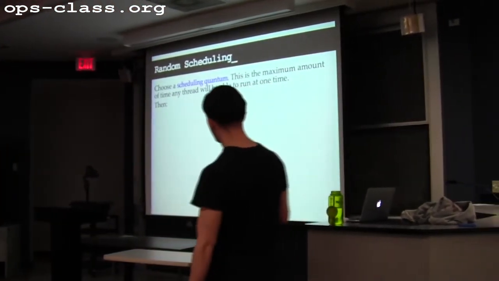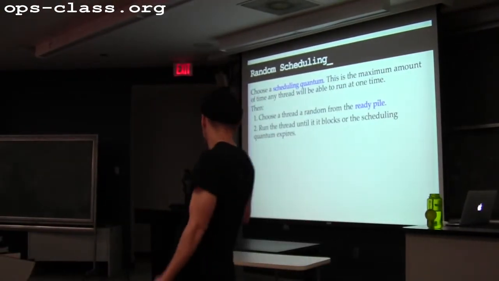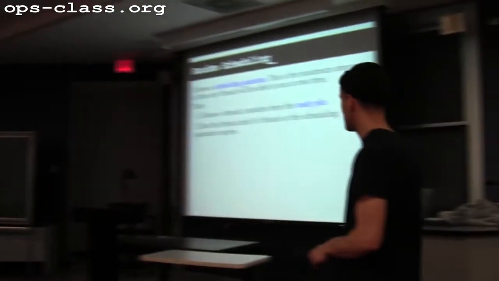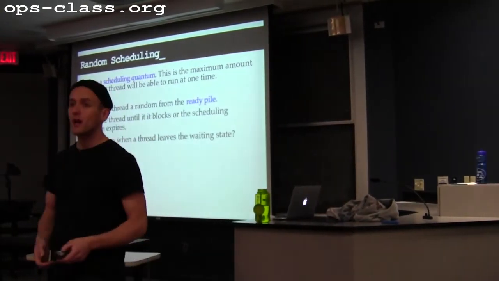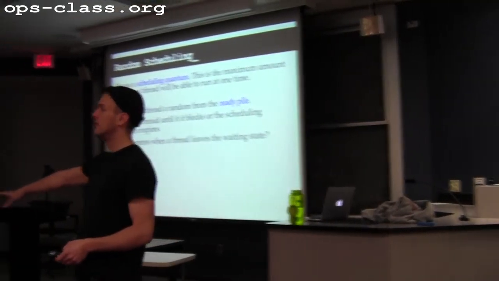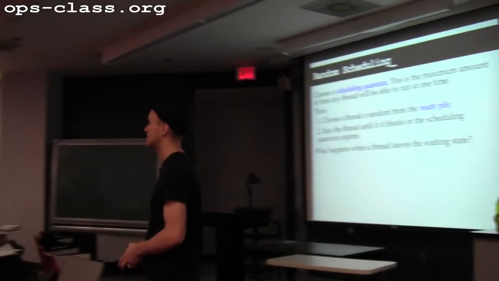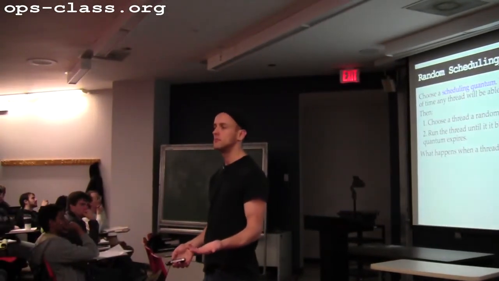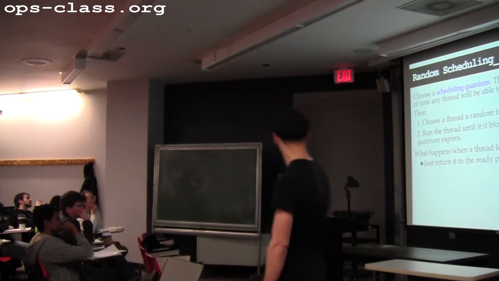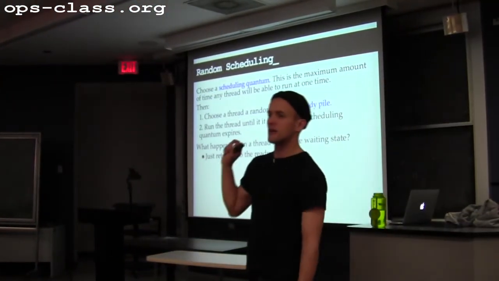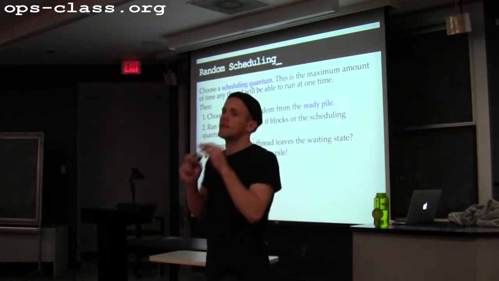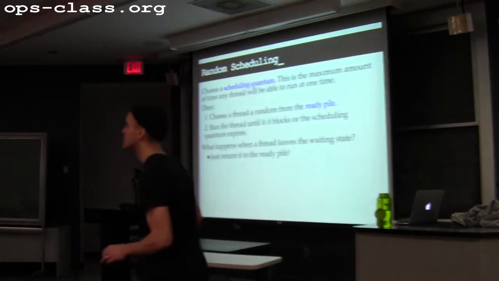So I choose my scheduling quantum, and then I choose a thread at random from the ready pile, and I run it till it blocks or its quantum expires. Now, what happens when a thread leaves the waiting state? Let's say a thread blocks, and it's waiting on some I.O. The I.O. finishes, then what do we do? Just throw it back in the ready pile. So this is probably the most stateless, basic, simple scheduler you could possibly have.